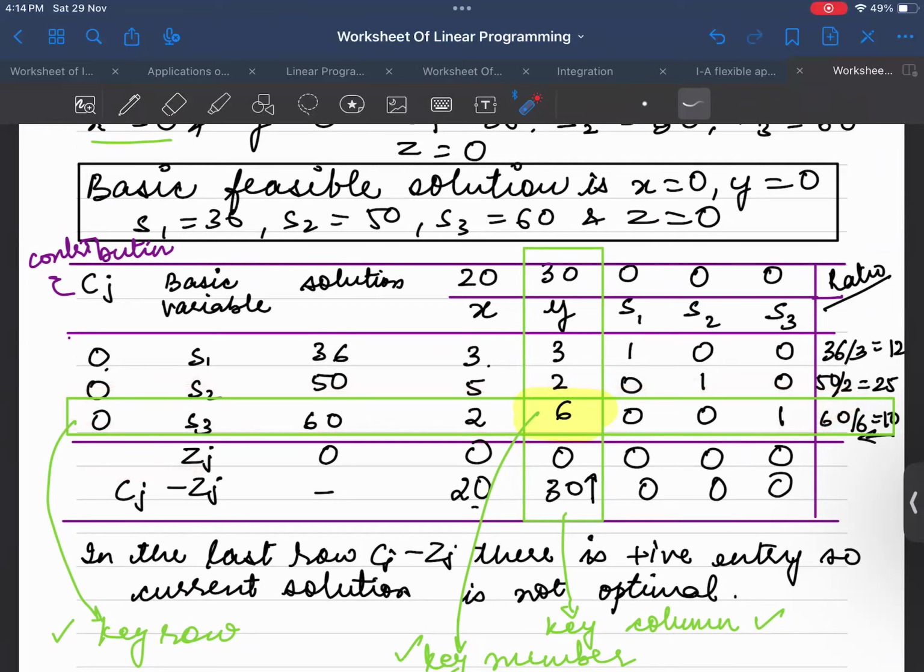Now the number at the intersection of the key column and the key row is the key number. So 6 is the key number. I think up to here it is clear.